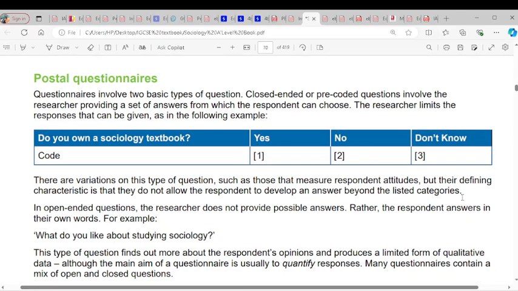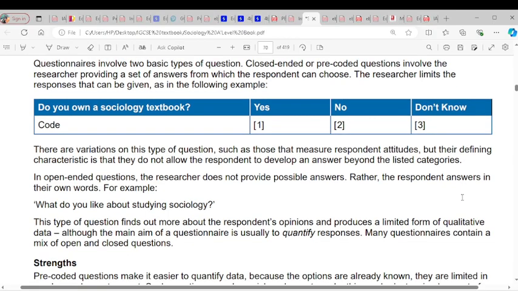Questionnaires involve two basic types of questions: closed-ended and open-ended questions. Closed-ended questions are also called pre-coded questions. Here, the researcher provides answers and gives you options to choose from. That is what we call a closed-ended question. The researcher limits the response that can be given. That limits the number of responses you can give because it is A, B, C, D. You can't give an answer outside A, B, C, D. That's what is meant by the researcher limiting the response of the respondent.